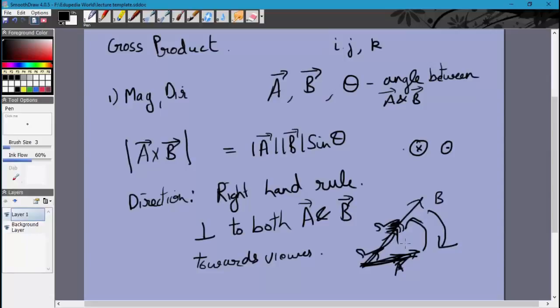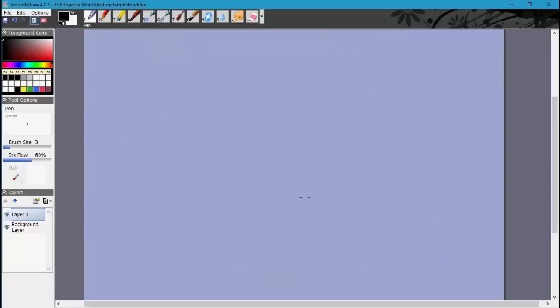Now that does sound somewhat complicated, but what you should remember is that all of that we do only to determine which one of the two it is. We already know that it's going to be perpendicular to the plane of a cross b. Which one of the two it is is generally determined by the right hand rule, right? So that is how you do it in terms of magnitude and direction. What about in terms of components?